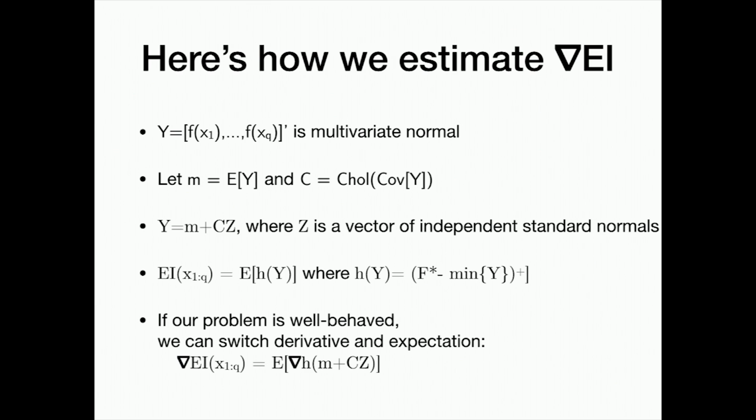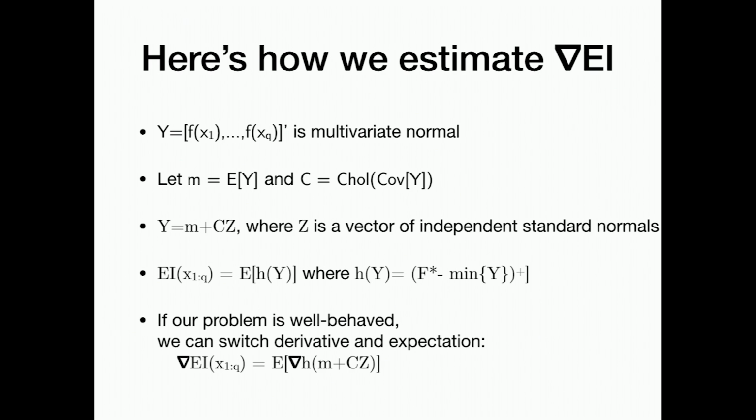Therefore, it has a mean vector and a covariance matrix. I'm going to let M be that mean vector, and I'm going to let C be the Cholesky decomposition of that covariance matrix. And so what that means is that if I were to draw a vector of independent standard normals Z, y would be equal in distribution to this expression, just the mean plus that Cholesky decomposition times this standard normal random variable. And the expected improvement can be written as the expectation of this particular function of y.